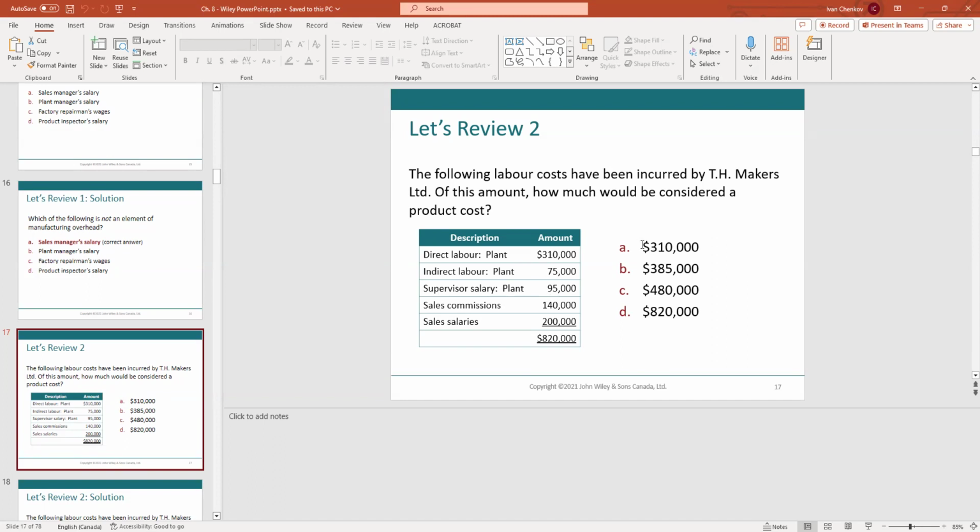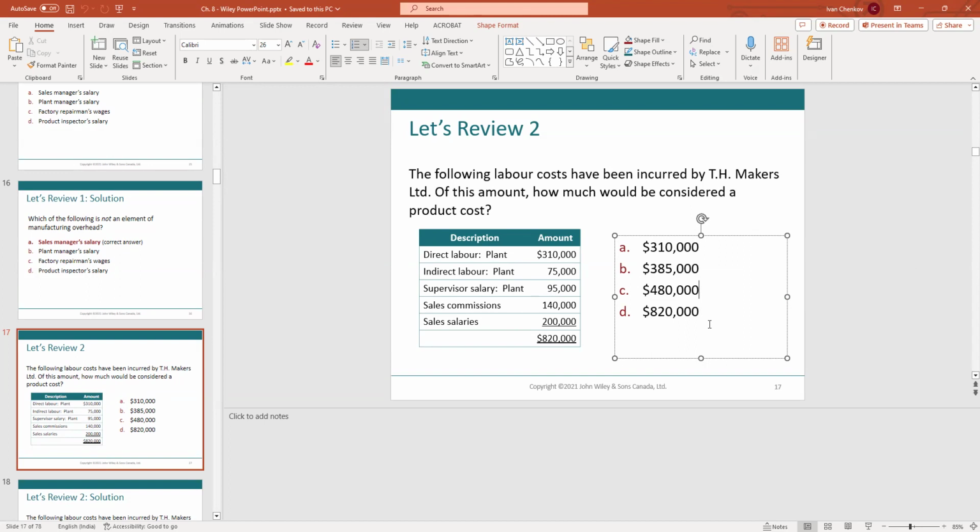480,000. So is it possible to be 310? No. 310 is only direct labor. Is it possible to be 385? No. Why? Because 385 is direct and indirect labor. We need something more. Is it possible to be 820? No. 820 is our total cost, so it's not possible. So which one is the only possible answer?